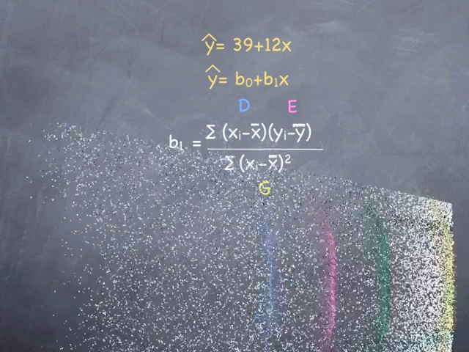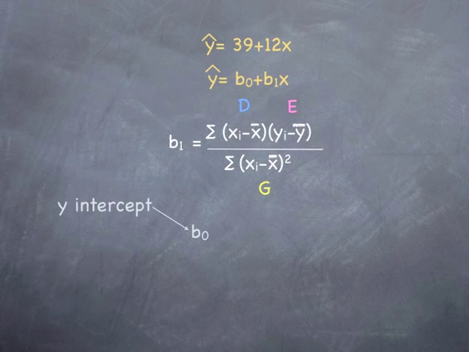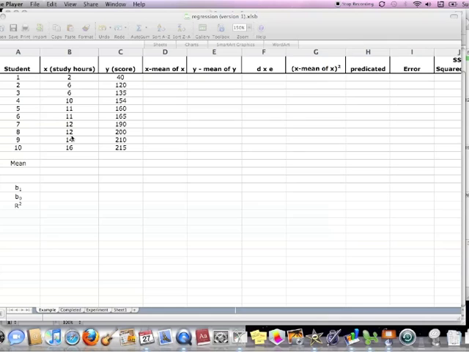And now finally I'm going to talk to you about the intercept and how you calculate it. So b0 is equal to the mean of y minus b1 times the mean of x. Now I'm going to flip over to the spreadsheet and show you how to actually calculate this.